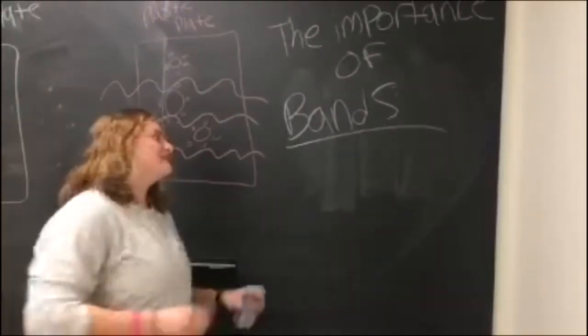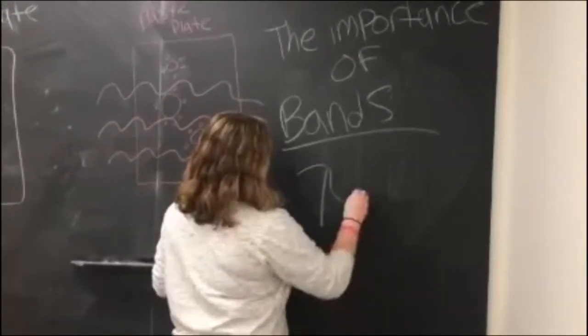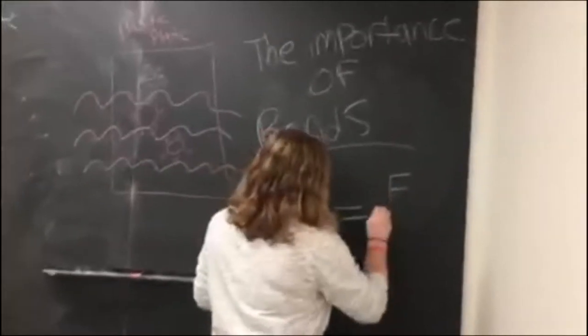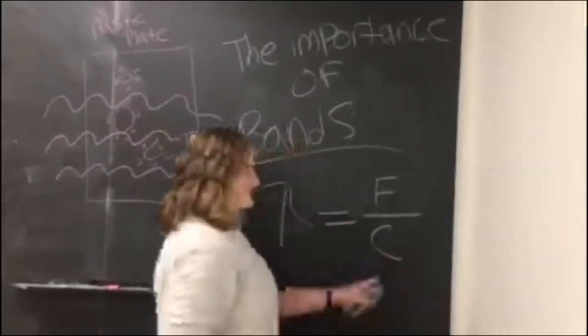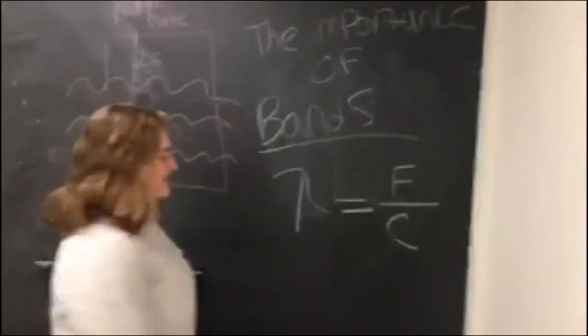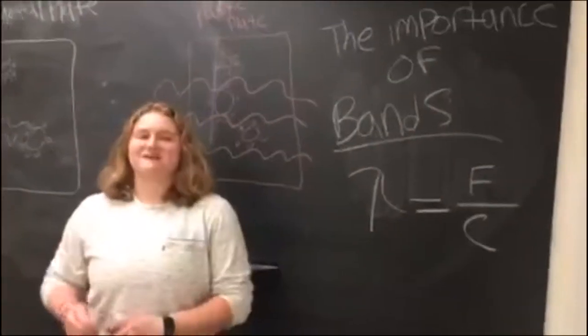All right. It's important to have bands because bands indicate different wavelengths. Wavelength is equal to the speed of light, which we call c, over frequency. So if the bands have different wavelengths, that means they have different frequencies. And frequency is what tells us what microwaves can penetrate.